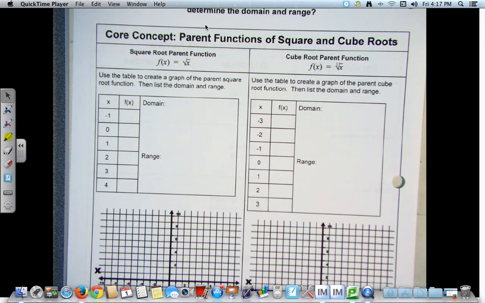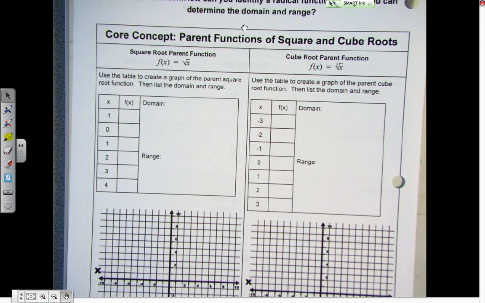So looking at your directions, it says use the table to create a graph of the parent square root function, then list the domain and range. So first you were supposed to plot the points.